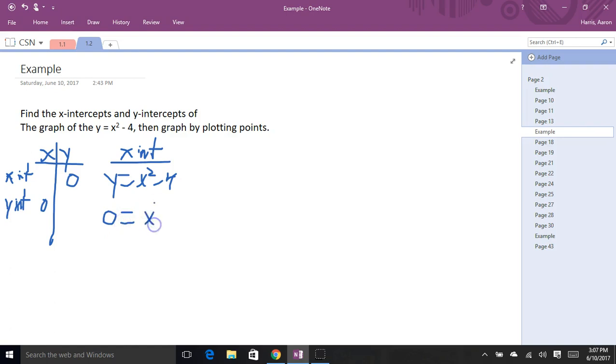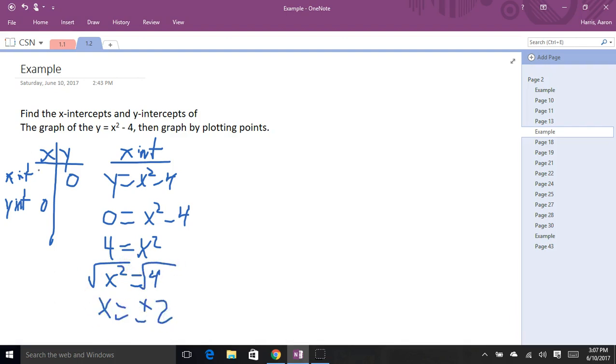So 0 equals x squared minus 4. We add 4 to both sides. So we have 4 equals x squared, or x squared equals 4. We square root both sides, and we get plus or minus 2. So we have both 2, 0, and we have -2, 0. Okay, those are our two x-intercepts because we have both plus or minus 2.